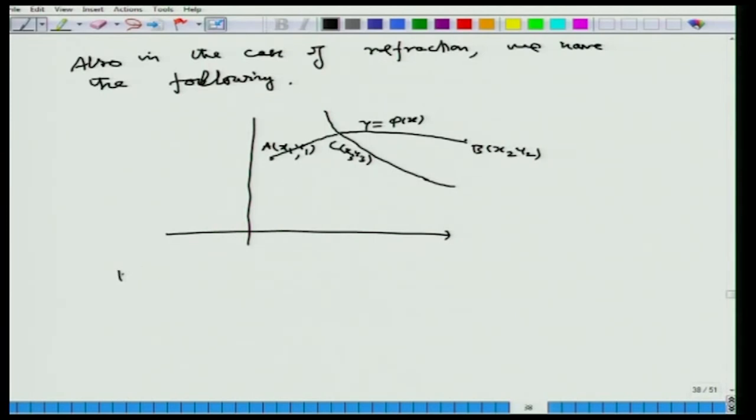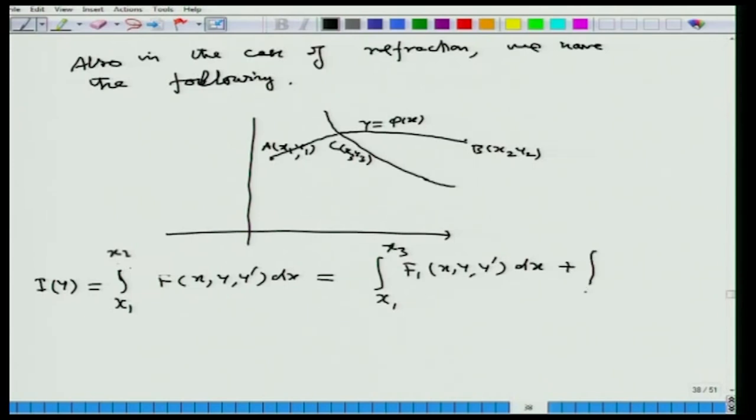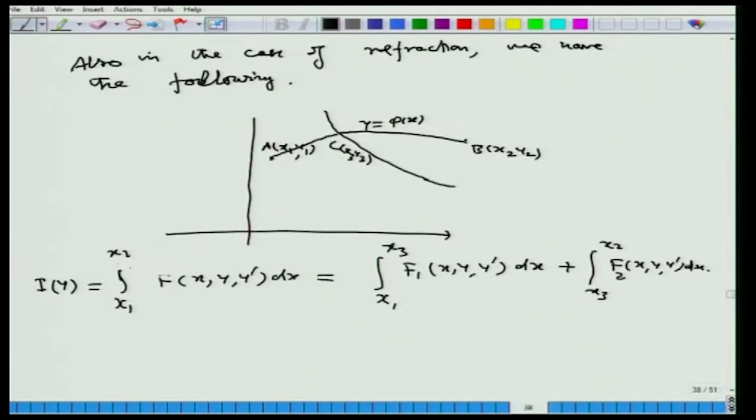So, we will have up to A to C. So, this I y here, from x 1 to x 2 of f of x y y prime dx, will then have to be broken in this way: x 1 to x 3 f 1 of x y y prime dx plus x 3 to x 2 f 2 of x y y prime dx here. Because on the other side of this curve we have a different medium, and then these integrands will be involving velocity of the light ray in one medium, and on the other side velocity of the light ray in the other medium, which will be different, and we will apply this to those refraction cases.